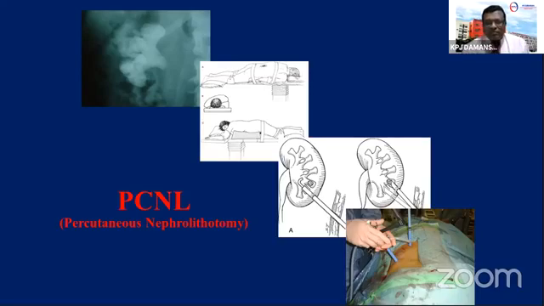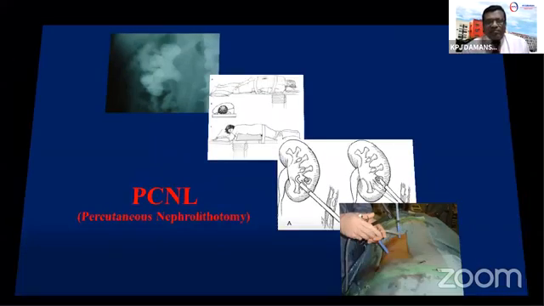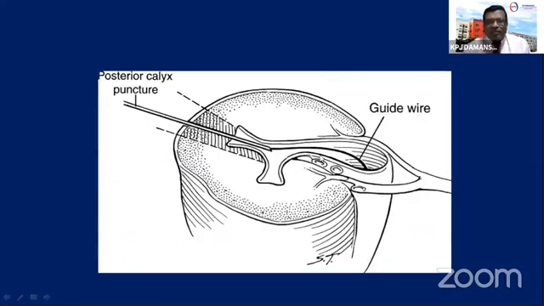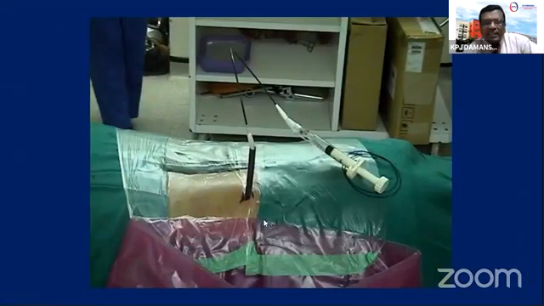In other words, we get the patient to lie down on the table, and then after focusing with an X-ray unit, we place a very tiny needle into the kidney, exactly to where the stone is. Then we pass a guide wire into this area. Then we dilate it, continue dilating it, so we have a track.